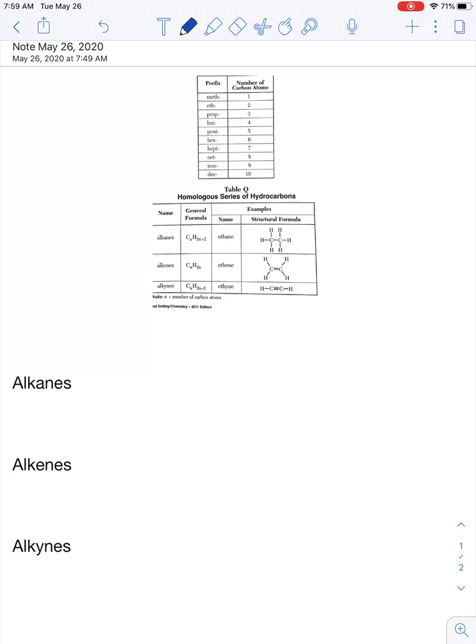Okay, I have a refresher on alkanes, alkenes, alkynes, because who remembers anything after a beautiful 3-day weekend? So what you need is table P and table Q. I'm going to focus on table Q. There are 3 homologous series you need to know.